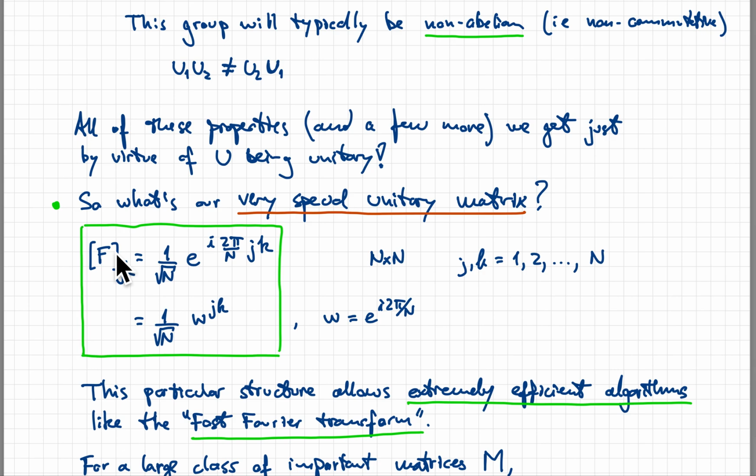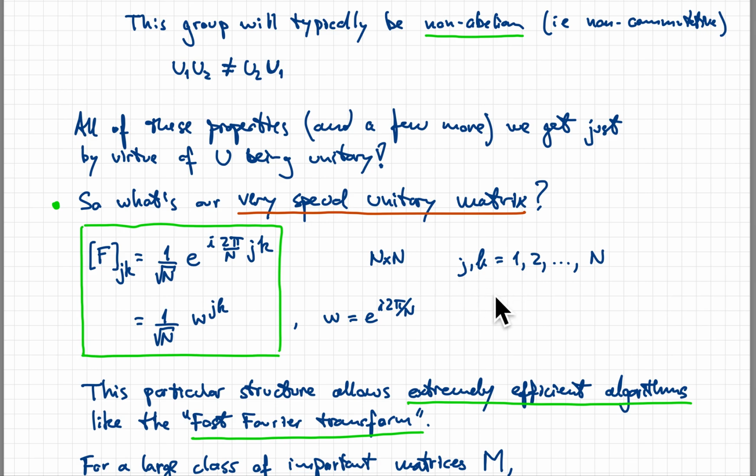Well, just with the Fourier transform in general. In fact, the discrete Fourier transform, the matrix elements of F, J, K are 1 over square root of n, where n is the size of our matrix, and e to the i, where i is the imaginary unit, times 2 pi divided by n times j times k, where again j and k are the elements of my matrix, and so they go from 1 to n.